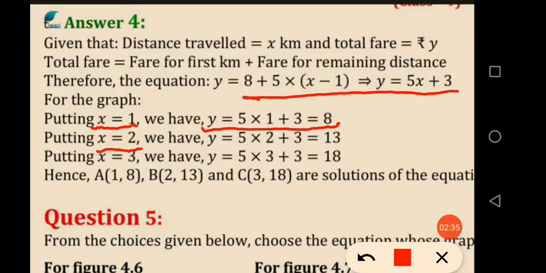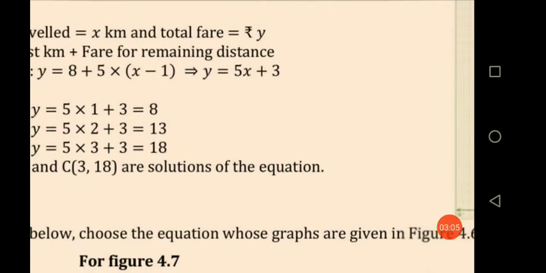Similarly, for x is equal to 2, we get y is equal to 13, and for x is equal to 3, we get y is equal to 18. So the 3 points which we got, 1, 8; 2, 13; and 3, 18, are the solutions of the given equation. Now we will plot all these 3 points on the graph. Let's see how to plot the graph.